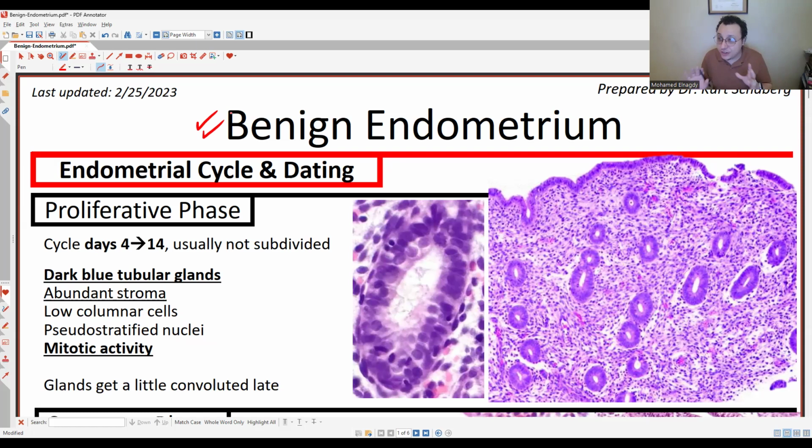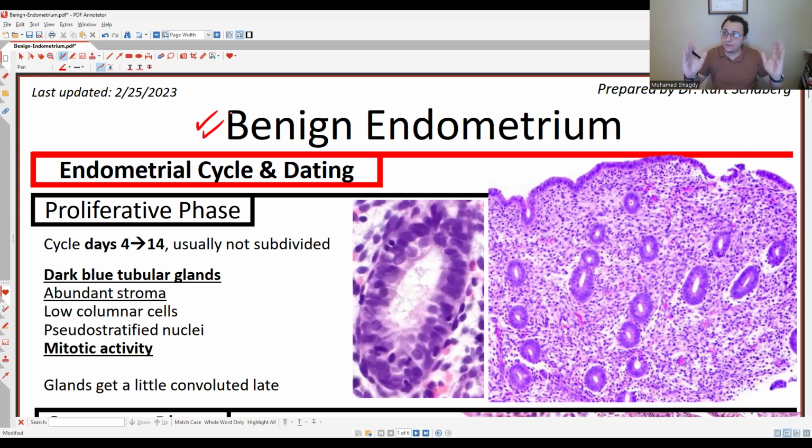So the first thing they need you to know for the boards and even for your practice is these regular endometrial curettings and regular endometrial biopsies that we receive in our everyday sign out. They need to make sure that you are able to identify how the endometrium looks at the different phases of the menstrual cycle. Of course, we have two main phases of the menstrual cycle.